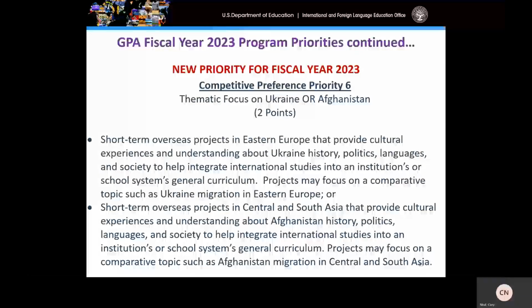All right, we are awarding two additional points for applications that propose one of the following projects: short-term overseas projects in Eastern Europe that provide cultural experiences and understanding about Ukraine history, politics, languages, and society to help integrate international studies into an institution's or school system's general curriculum. Projects may focus on a comparative topic such as Ukraine migration in Eastern Europe, or very similarly, short-term overseas projects in Central and South Asia that provide cultural experiences and understanding about Afghanistan history, politics, language, and society to help integrate international studies into an institution or school system's general curriculum. And again, projects may focus on a comparative topic such as Afghanistan migration in Central and South Asia. Of course, both of these countries are closed to Fulbright-Hays Group Projects Abroad projects, so you would have to choose a host country that is acceptable and could also integrate these ideas. All right.